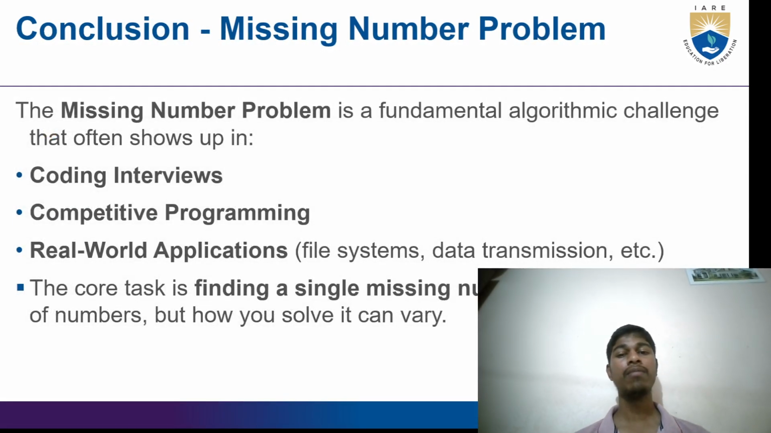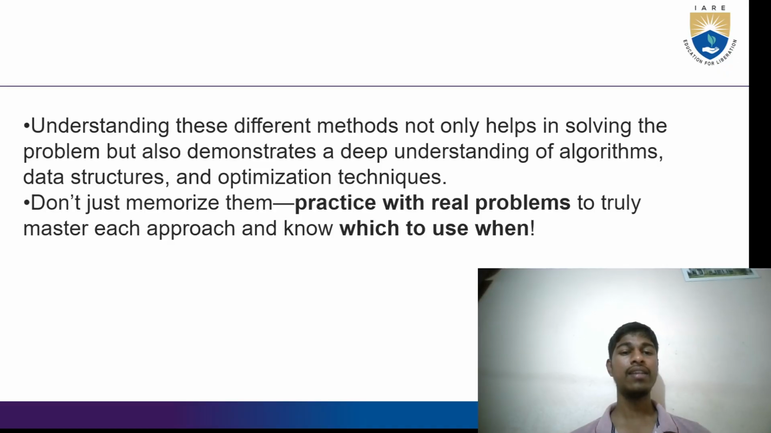Conclusion: the missing number problem is a fundamental algorithm challenge that often shows up in coding interviews, competitive programming, Codeforces, and real-world applications like systems and data transmission. The core task is to find a single missing number from a sequence of numbers, but how you solve it can vary. Understanding these different methods not only helps in solving the problem, but also demonstrates a deep understanding of algorithms, data structures, and optimization techniques. Don't just memorize them, practice with real problems to truly master each approach and know which to use when.